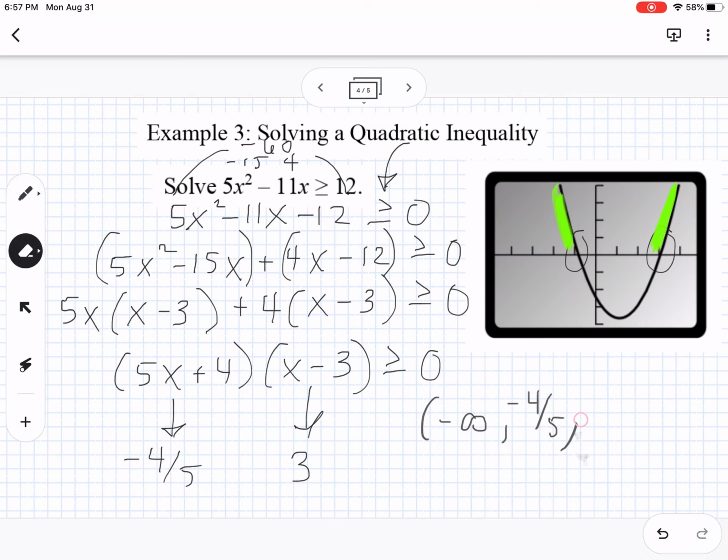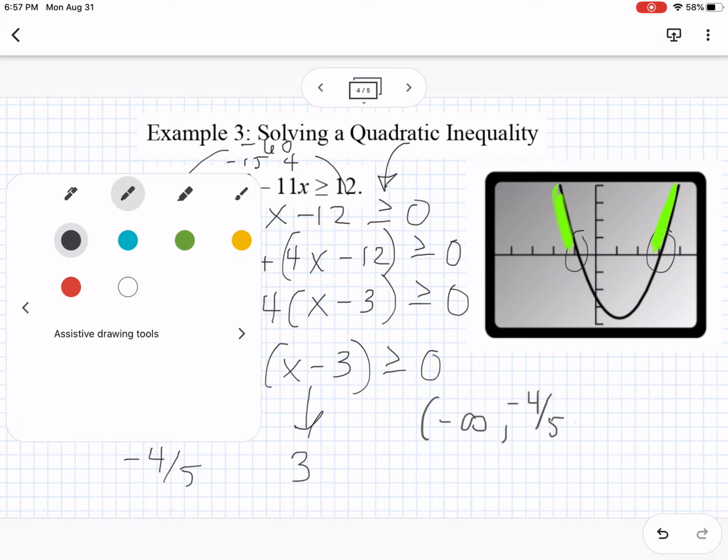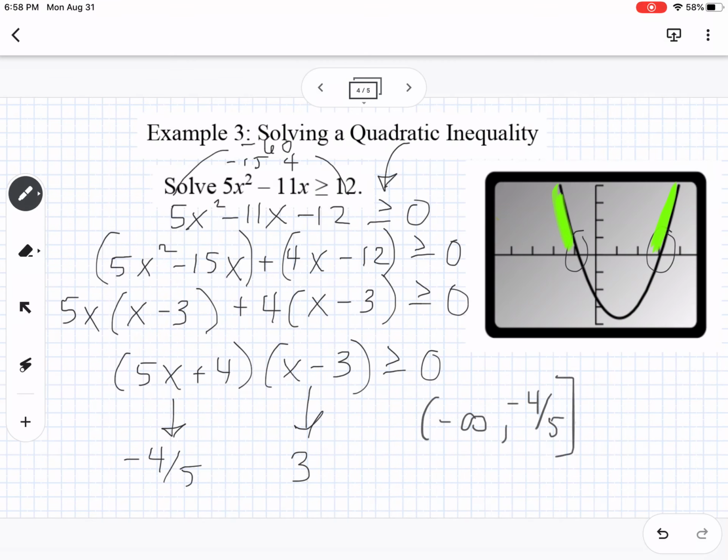And I'm going to use curved brackets because, nope, I'm not going to use curved brackets. Just joking. I am going to use square brackets because of that or equal to. So it depends on my symbol right here. If it was just greater than, I would have to use curved brackets because it can't be equal to 0, but this one it can. So that's why I'm using square brackets. And then we know it starts again at 3 to infinity. Okay, so that is how we do quadratic inequalities.